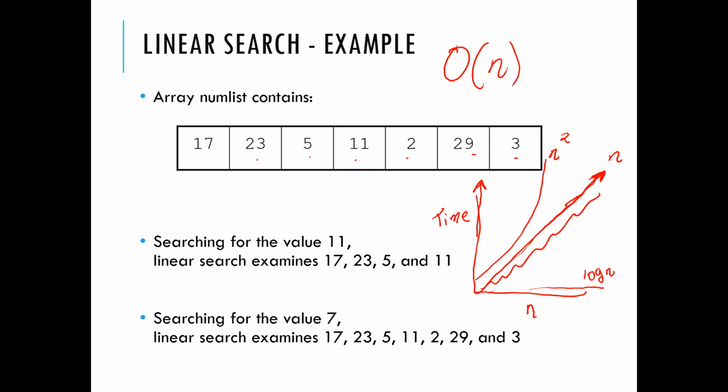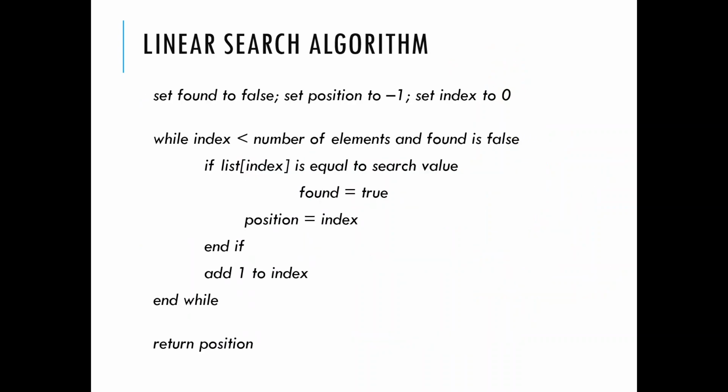If I'm looking for the value 7, I have to walk all the way to the end, and I don't find anything, and then I'm done. So I can have a while loop, or a for loop if I know the number of elements I'm looking for. I check to see if what I found is what I'm looking for. If so, return found, or I set off a flag saying it's found or true. And then at the end, I just return that position.